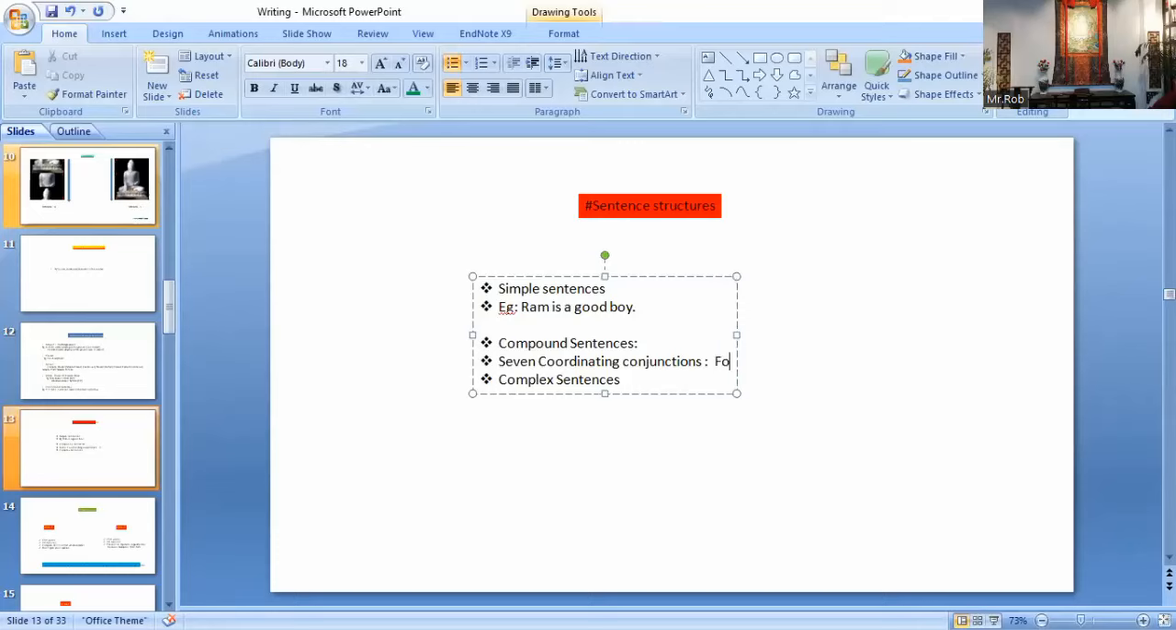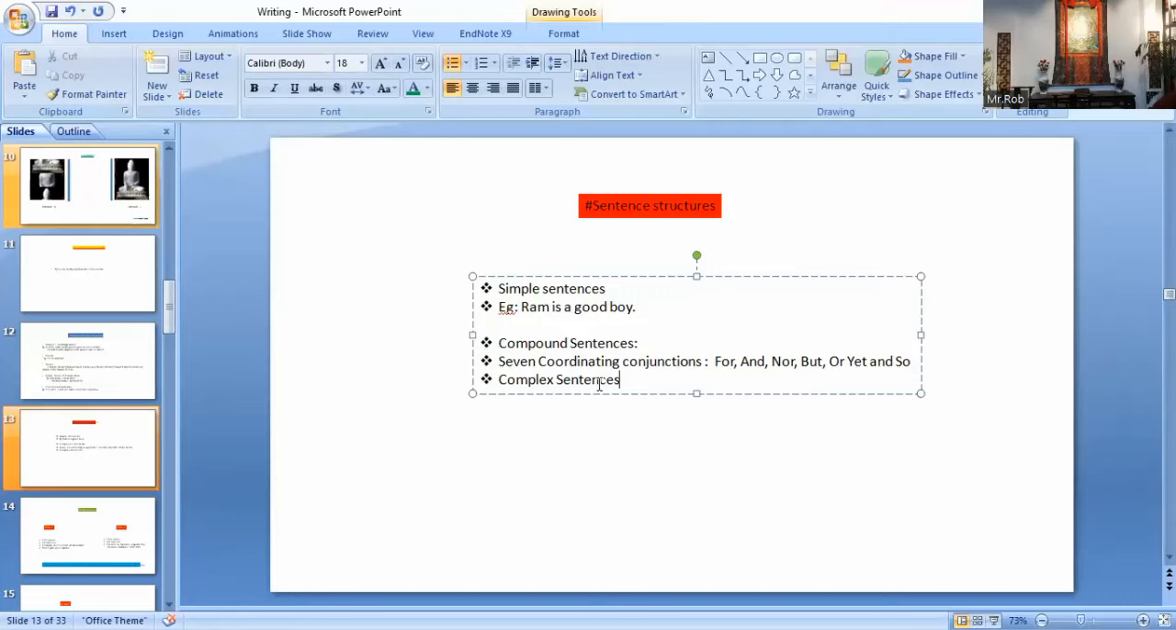And these conjunctions are, for example: for, and, nor, but, or, yet, and so.